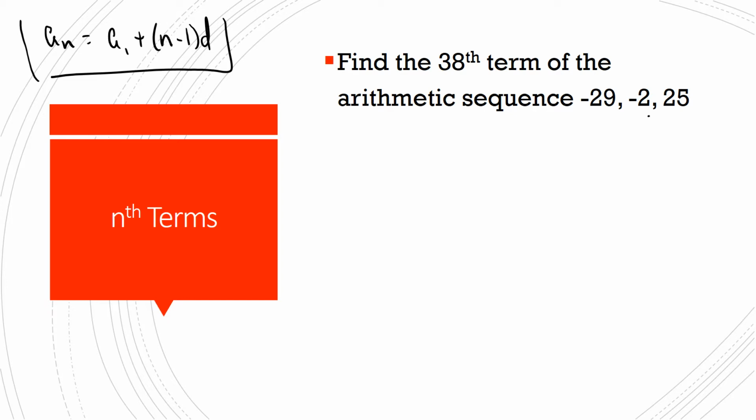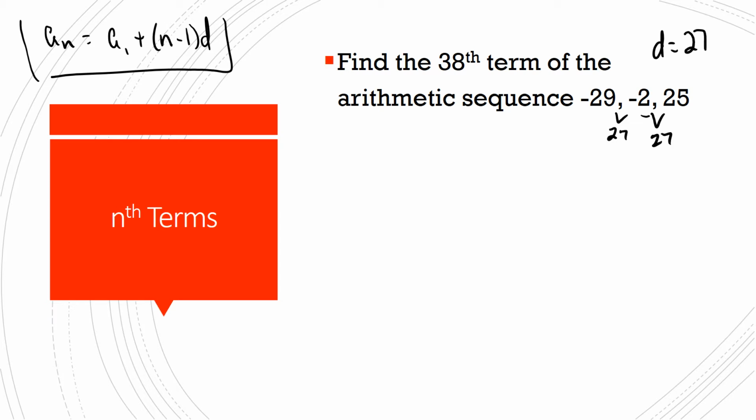So if I take negative 2 and subtract from it negative 29, that's negative 2 plus 29, that's 27. And if I take 25 and subtract from it negative 2, that's 25 plus 2, that also is 27. So my common difference is 27.